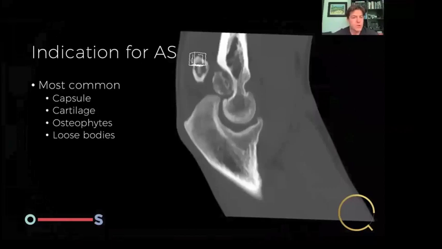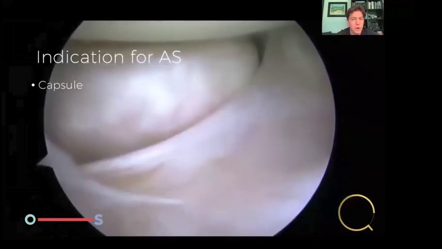So what are the indications for arthroscopy? Arthroscopy for stiffness, I have to add. Most common, obviously, the capsule, soft tissue, cartilage, unfortunately, osteophytes and loose body, not necessarily in this order. I think loose bodies are probably the most common reason for arthroscopy.